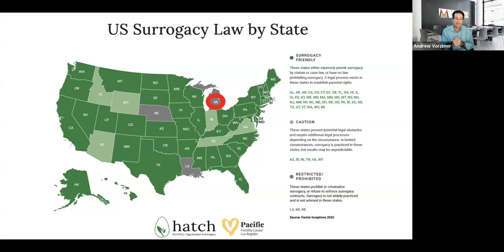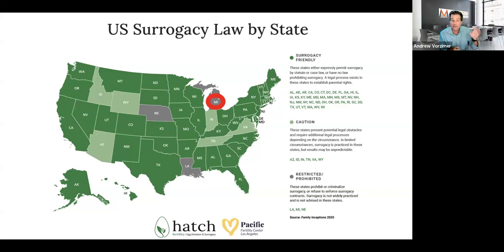Now, why is the contract important? Let me quickly highlight three reasons. First and foremost, we want to make sure the surrogate can't change her mind and keep your baby. So the states that are in green, the intended parents are considered the legal parents. The surrogate does not have any parental rights, and the intended parents will get immediate custody of their child.